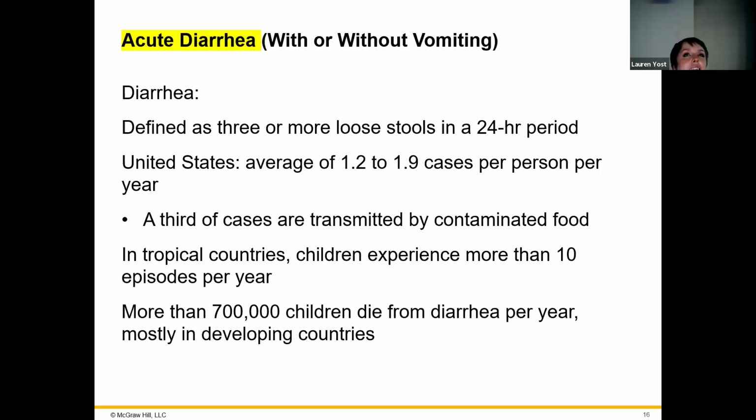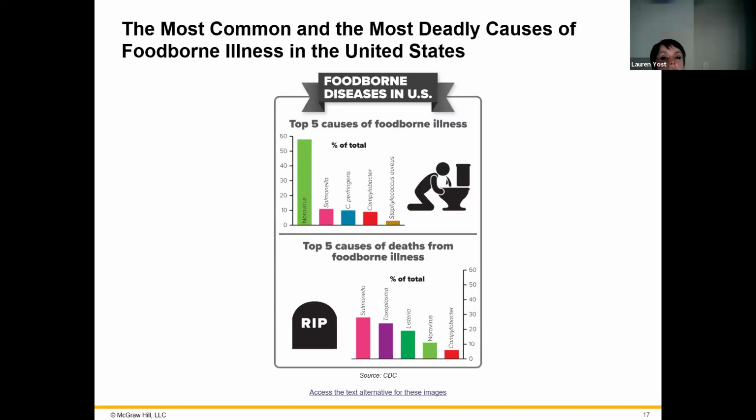So if you're eating undercooked chicken and you get diarrhea, that might be caused by a Salmonella infection. But you also can get things like rotavirus or norovirus that don't always have to have food involved. It can just be from person-to-person transmission through the fecal-oral route. Well, not washing their hands.